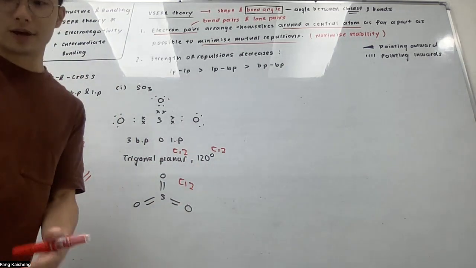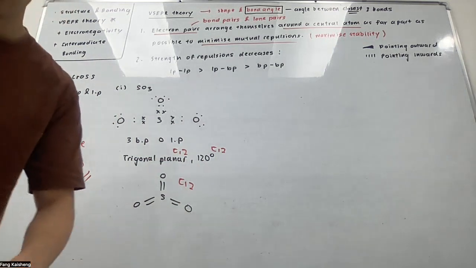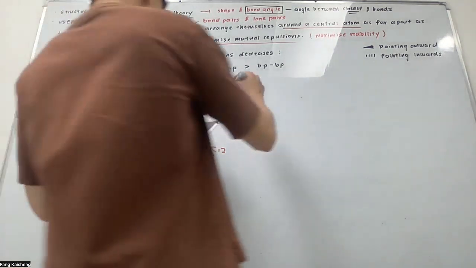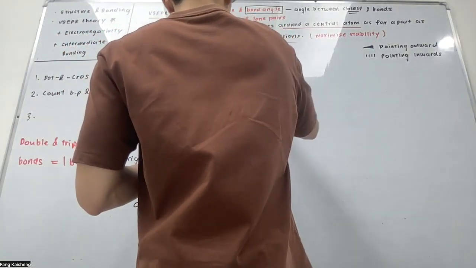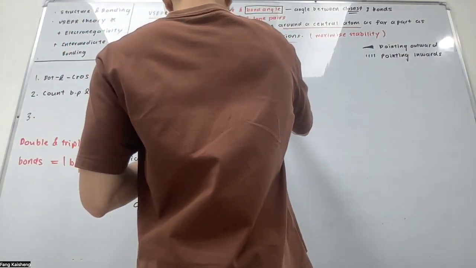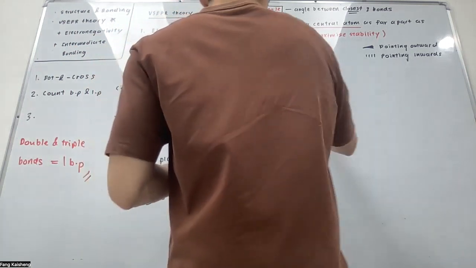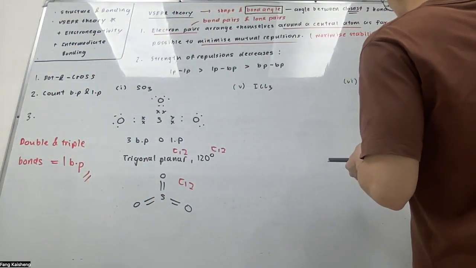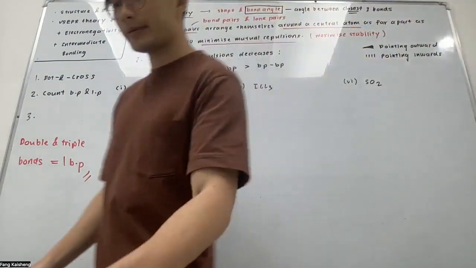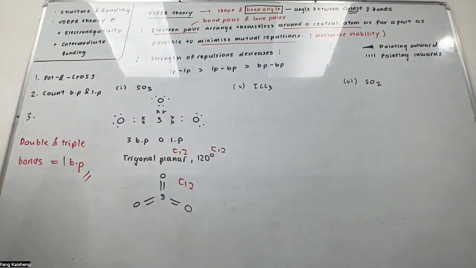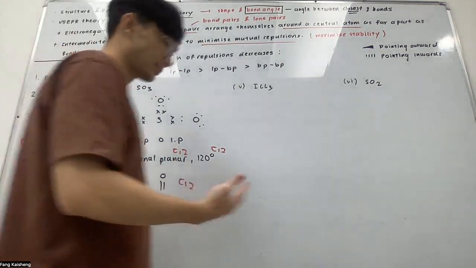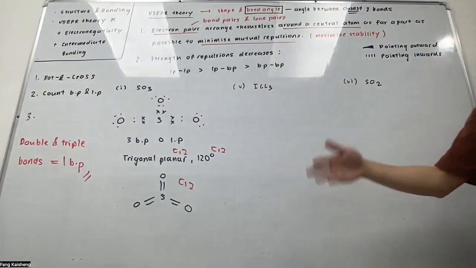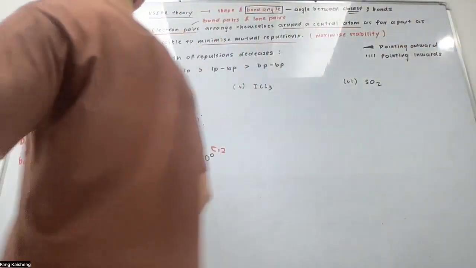I'm going to let you guys try some more examples as well. So go and try it. Part 5 and part 6, ICl3 and SO2. Go and try. In the end you must fulfill everything: the shape and bond angle, and the structure must be drawn.